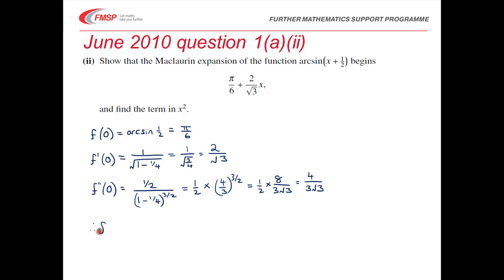And therefore the Maclaurin series, f of x, is approximately equal to f of 0, which is pi over 6, plus f dashed of 0 times x, so that's 2 over root 3 x, which is what we had to start with. And then for the x squared term, I need to divide by 2 factorial, so that's going to be 2 over 3 root 3 x squared.